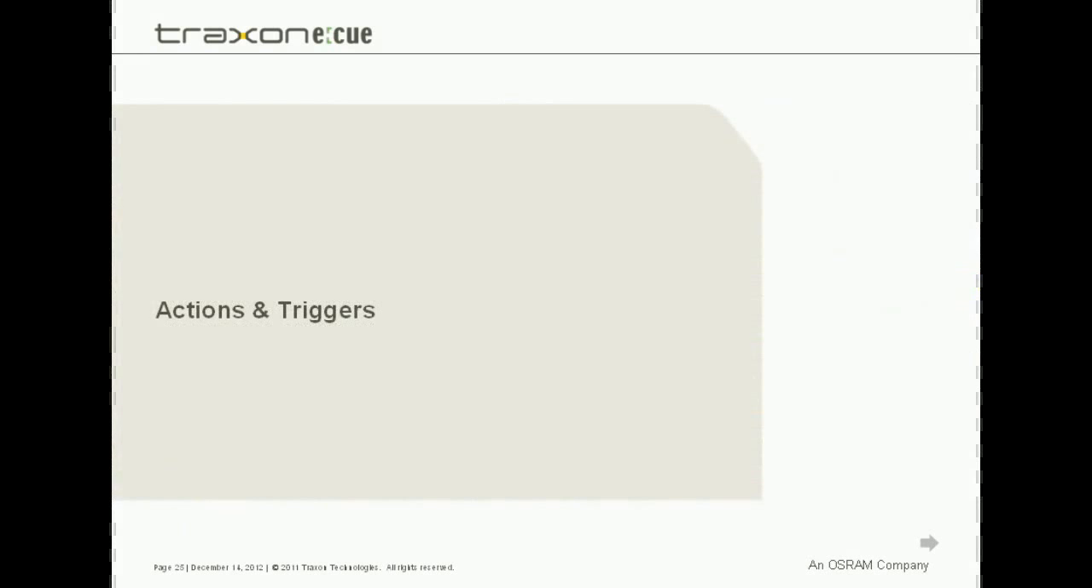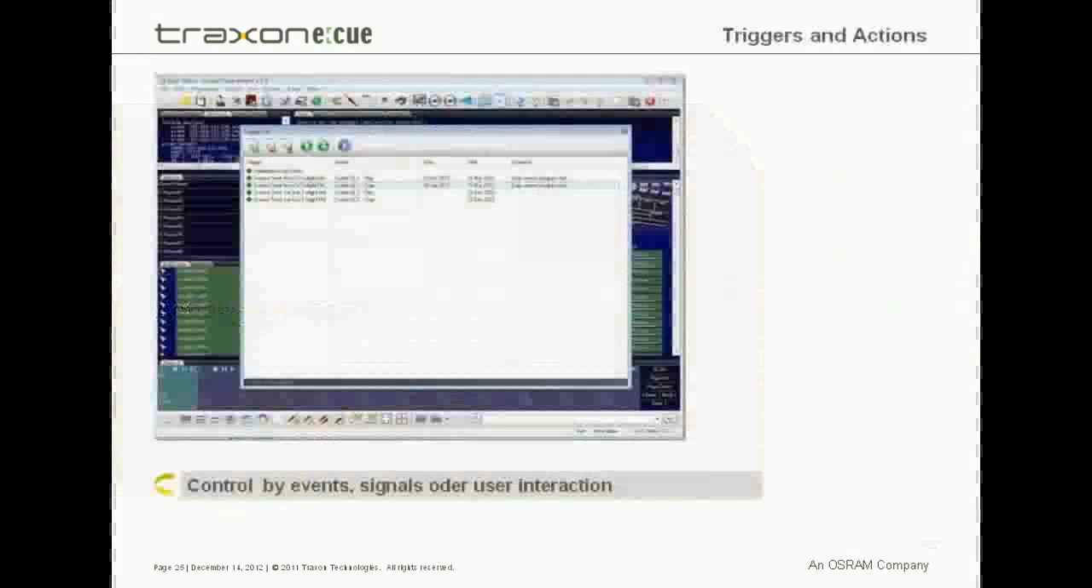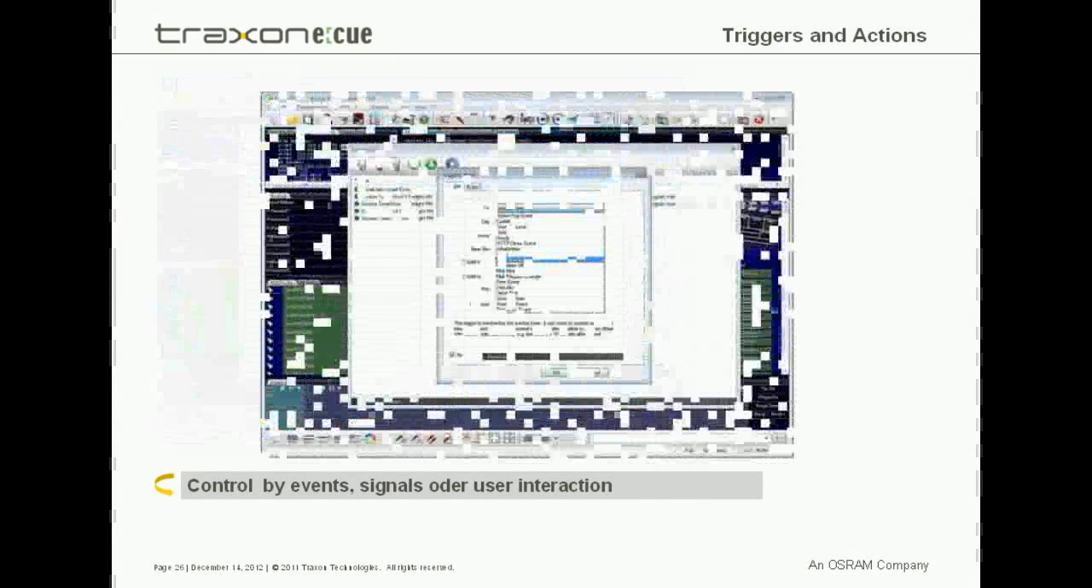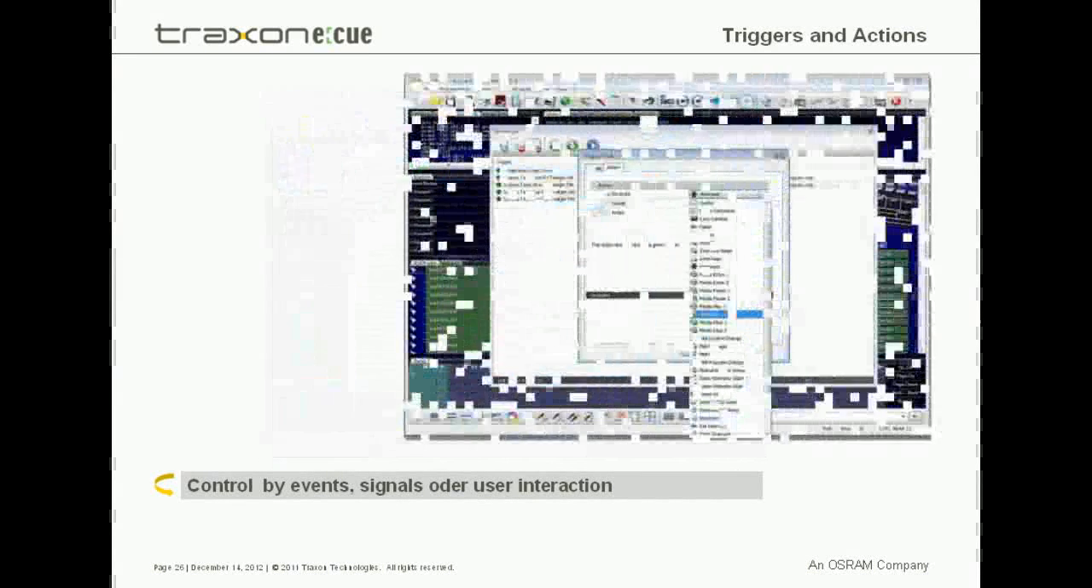Actions and triggers are a very important concept in the programmer. A trigger is caused by everything that happens internally or externally. A trigger can be created by events, by signals, or by user interaction. For example, if the user presses a certain button on the action pad, then a trigger is created. Or if the timer signals that it is sunrise or sunset, this also creates a trigger. And this trigger leads then to an action.